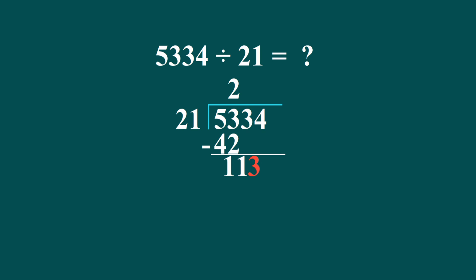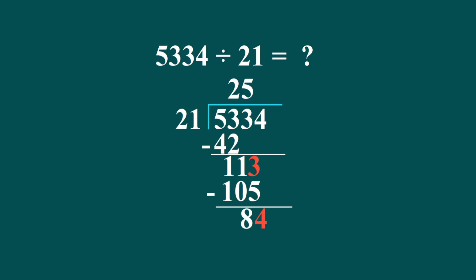How many 21 are in 113? The answer is 5. Now multiply 5 by 21, which gives us 105. Draw a line and subtract 113 minus 105, which leaves us with 8. Now we bring down the next digit, 4, and this makes our new number 84.